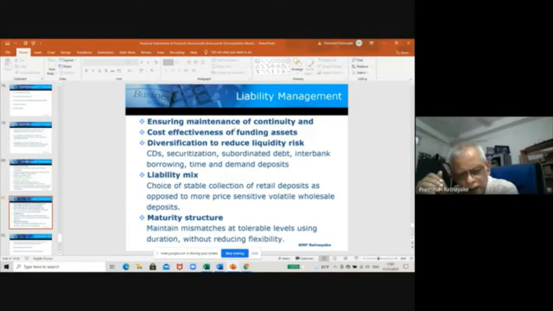Maturity structure: maintain mismatches at tolerable levels using duration without reducing flexibility.